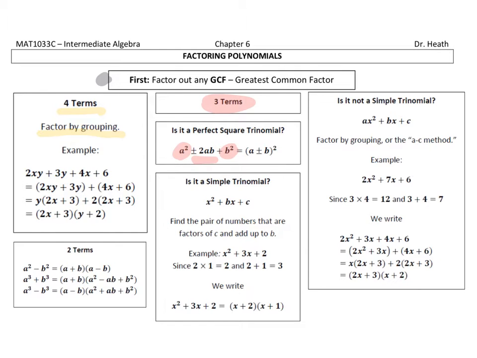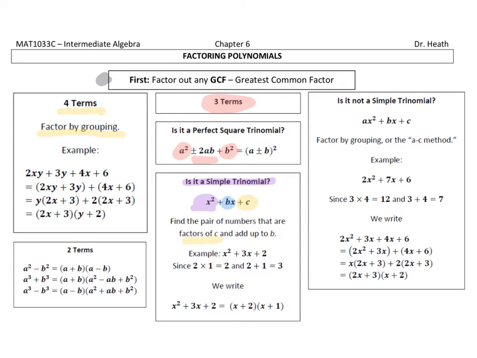And then what we're going to focus on in the first part of this section is whether the trinomial is a simple trinomial. A simple trinomial means that the coefficient of the squared term is 1. There's nothing in front of the x squared term, so we understand that to be 1. The way we're going to factor those types of trinomials is by looking at the last term, the constant term c. We want to find the pair of numbers that are factors of c that will add up to the middle term, b.